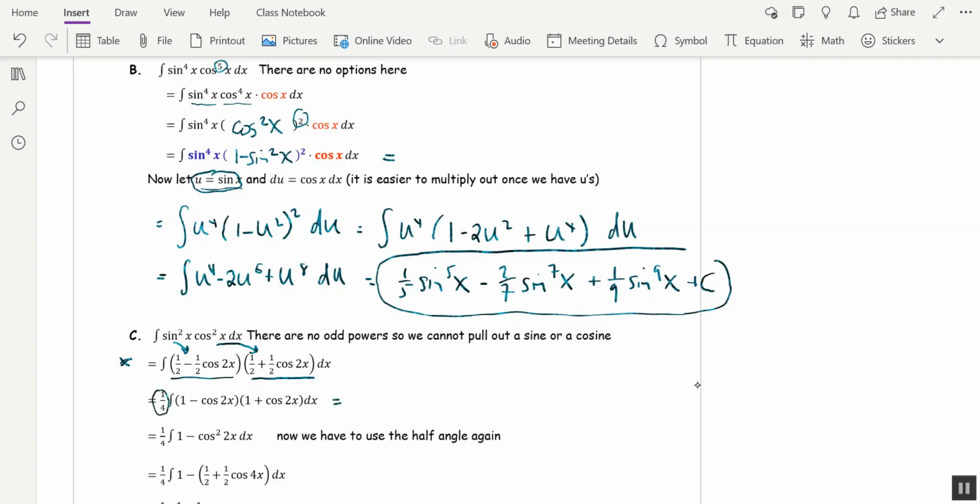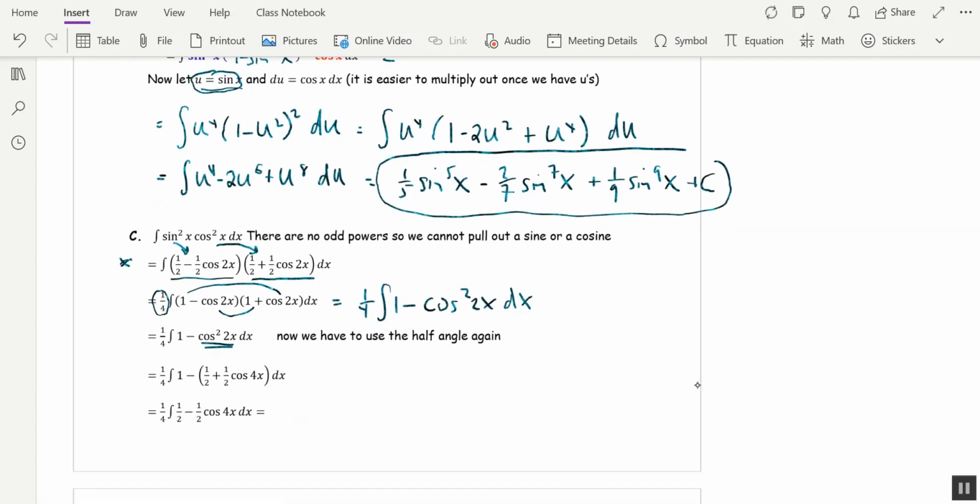Then I did FOIL. So that's 1/4 integral, first, inside, outside, last, 1. And we see that the outside and the inside cancel. And so I just got 1 minus cosine squared 2x dx, and that's what you see on the next line. Okay, now we have to do half angle again because we're still stuck with a cosine squared 2x. So don't worry, this is the last time we have to do this. I replace cosine squared 2x with 1/2 plus 1/2 cos 4x.